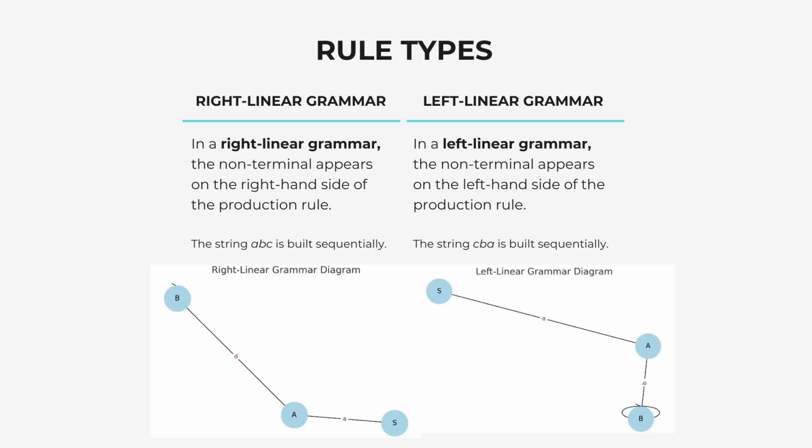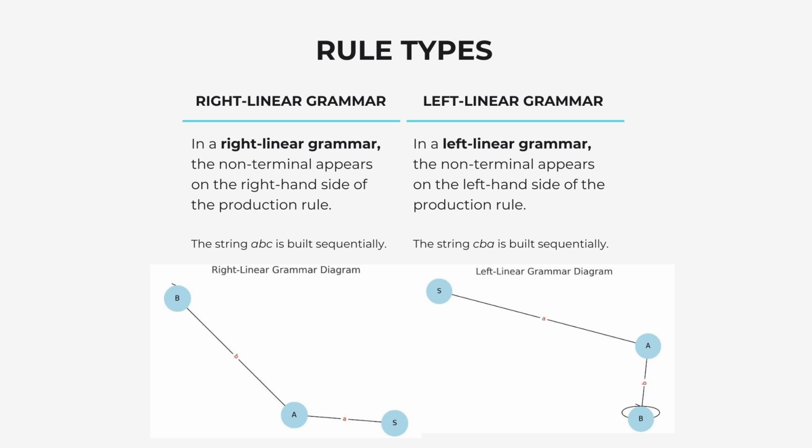Regular grammars can be classified into two types based on the position of the non-terminal symbols in their production rules. In the right linear grammar, the non-terminal appears on the right-hand side of the production rule. Rules are of the form A to aB or A to a, where A and B are non-terminals and a is a terminal. The non-terminal B is always to the right of the terminal a. Strings are built from left to right. It directly corresponds to deterministic finite automata.